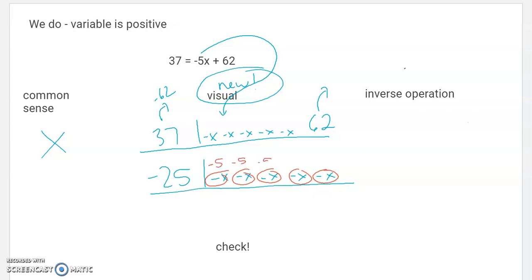they've each got to be negative 5. So I haven't solved it yet, though. Be careful. I'm not done. All I know is that the opposite of x equals negative 5, not x. So if the opposite of x equals negative 5, then x equals positive 5.